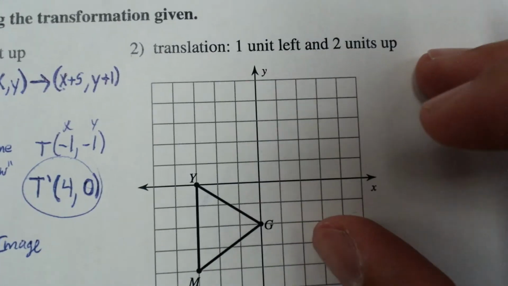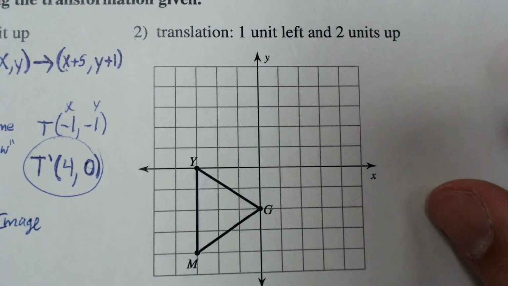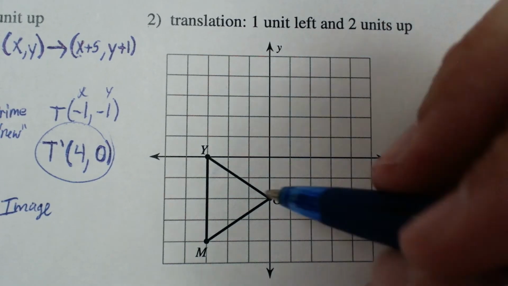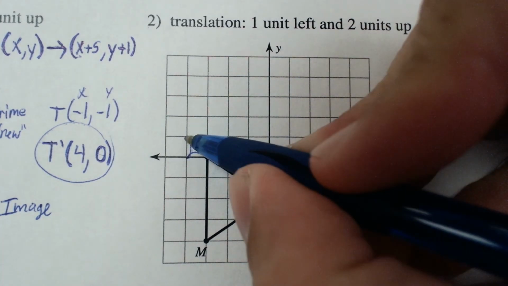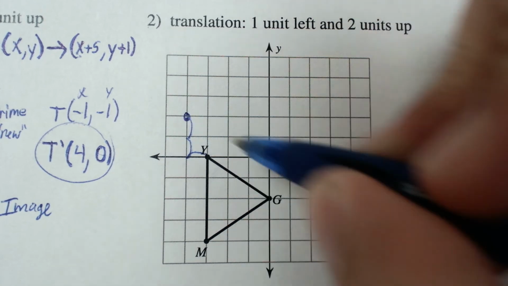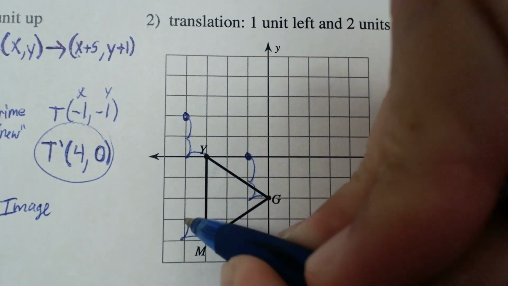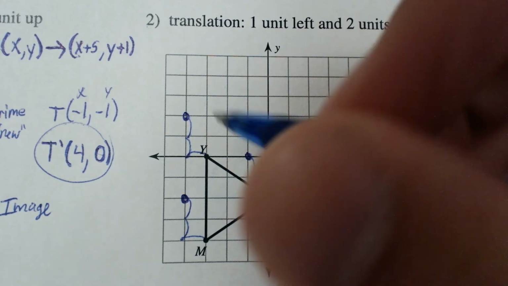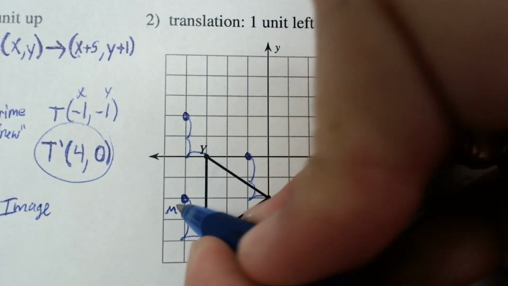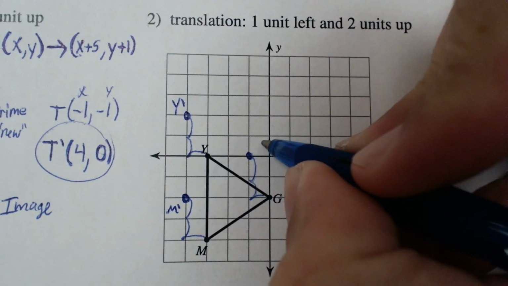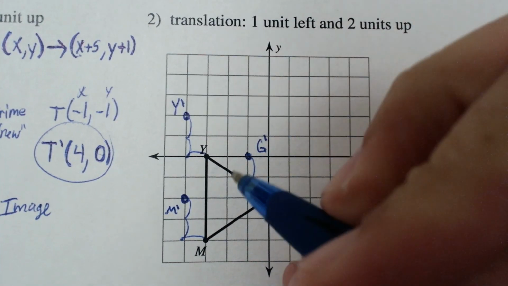We're going to look at a few more examples here. Okay, 1 unit left and 2 units up. 1 unit left, 2 units up. This would be M prime. This would be Y prime. This would be G prime.